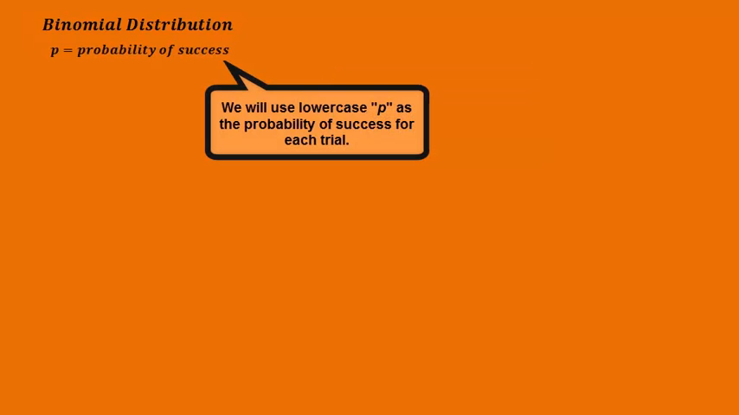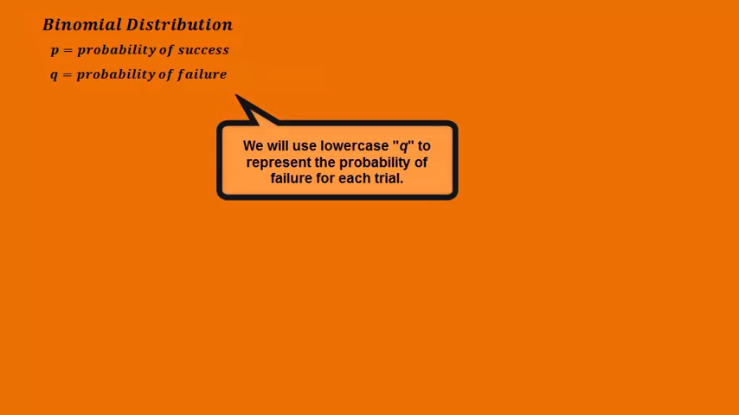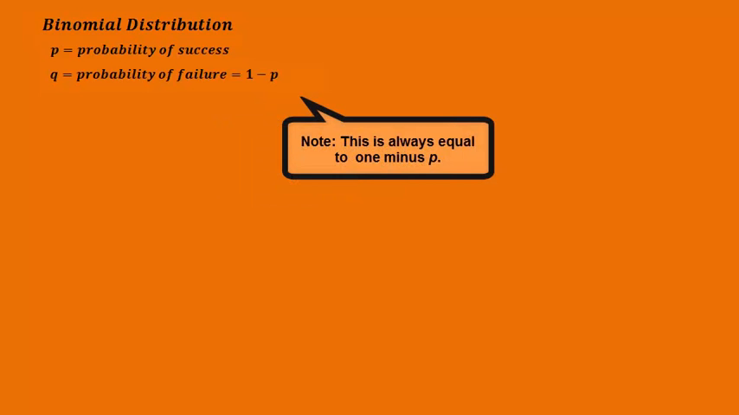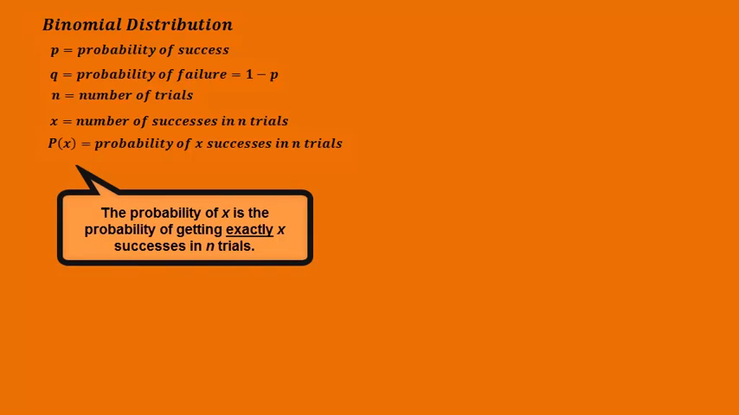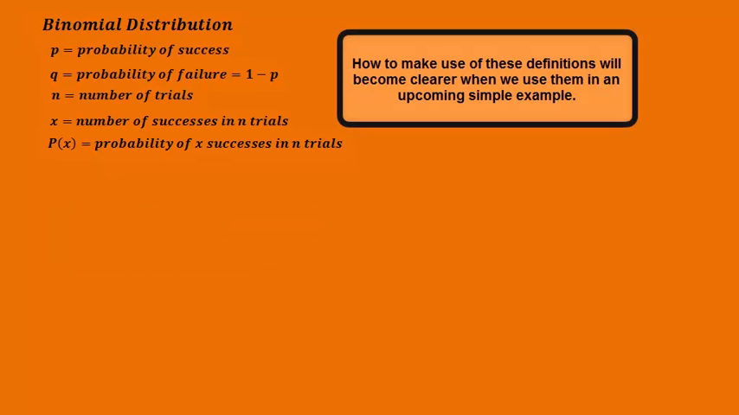We will use lowercase p as the probability of success for each trial. We will use lowercase q to represent the probability of failure for each trial. Note, this is always equal to 1 minus p. We will use lowercase n for the number of trials in the distribution. Lowercase x will represent the number of successes in the n trials of the distribution. The probability of x is the probability of getting exactly x successes in n trials. How to make use of these definitions will become clearer when we use them in an upcoming simple example.